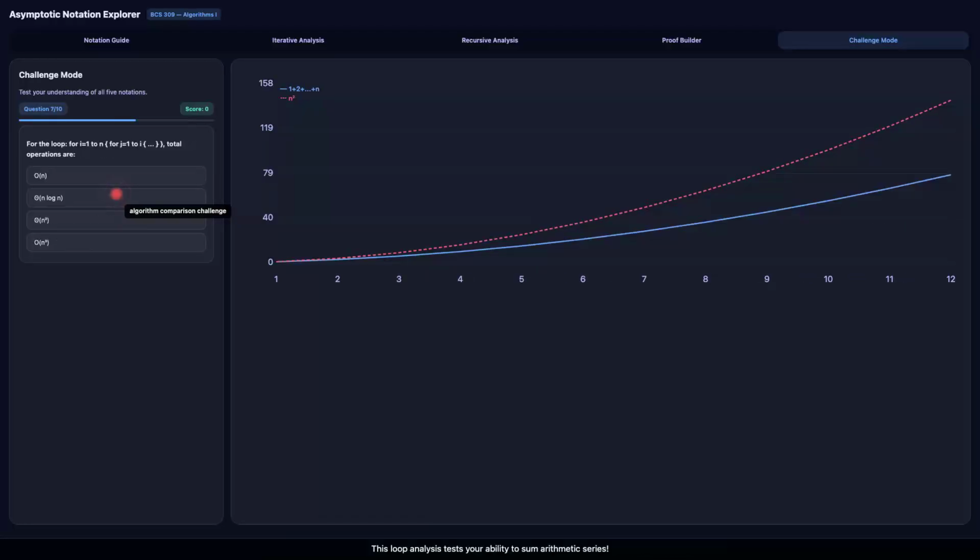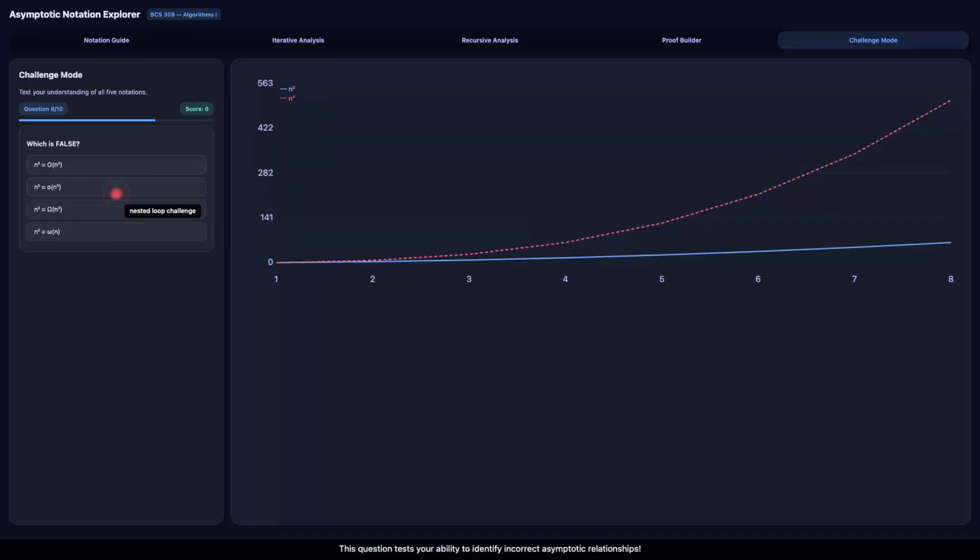This loop analysis tests your ability to sum arithmetic series. The outer loop runs from 1 to n, and for each i, the inner loop runs from 1 to i. Total operations equals 1 plus 2 plus 3 up to n, which equals n times n plus 1 over 2. This is the classic triangular number formula, which equals Θ(n²). The linear term n and the constant 1/2 are dominated by the quadratic term. This pattern appears frequently in nested loop algorithms like bubble sort and insertion sort.